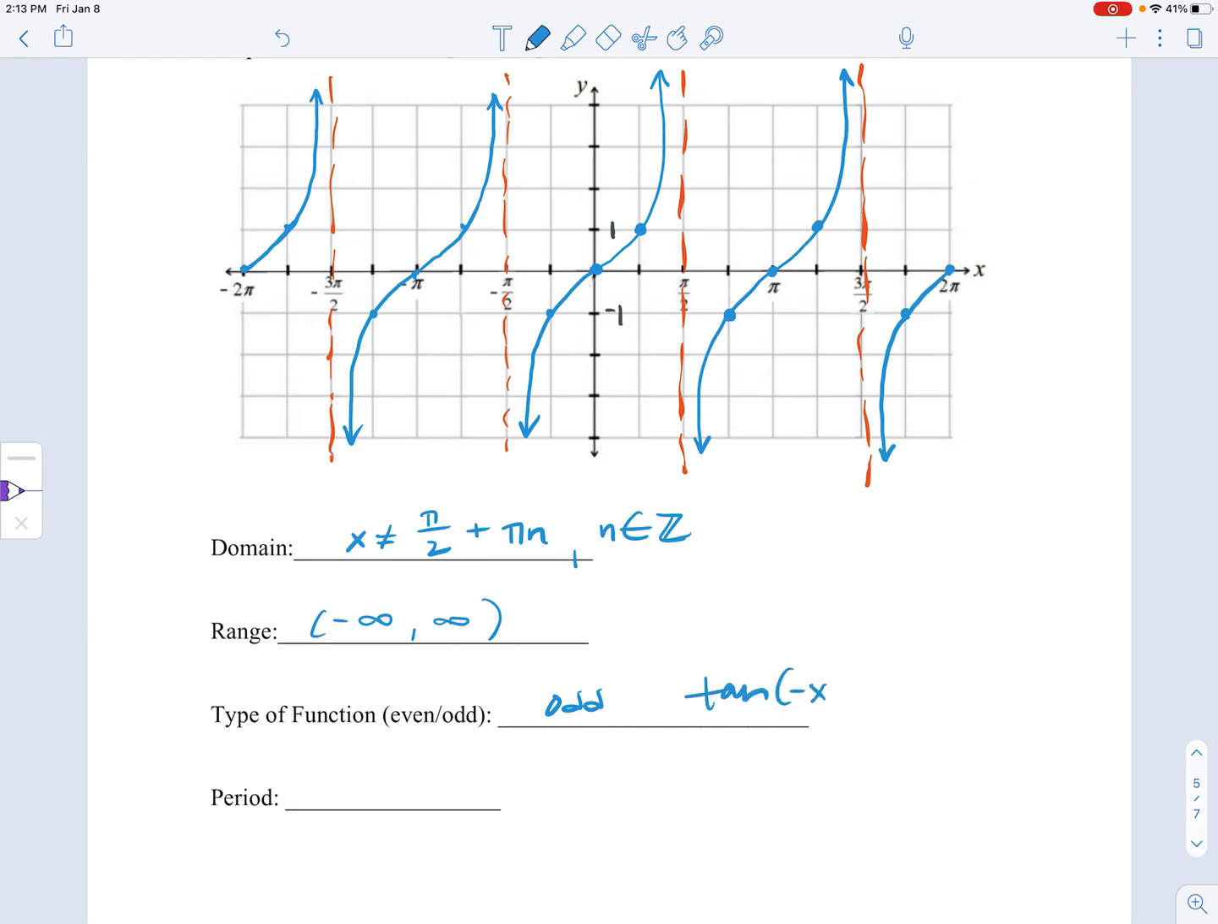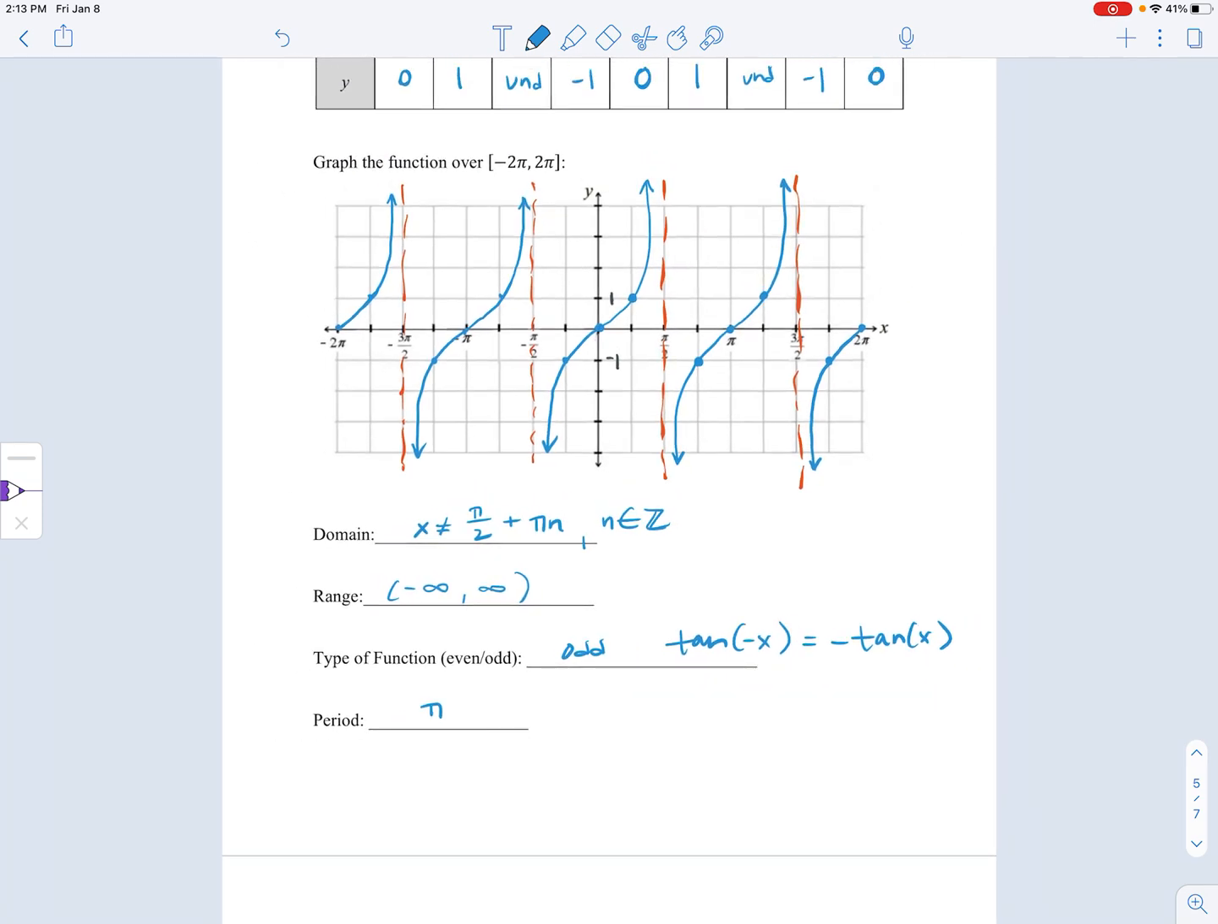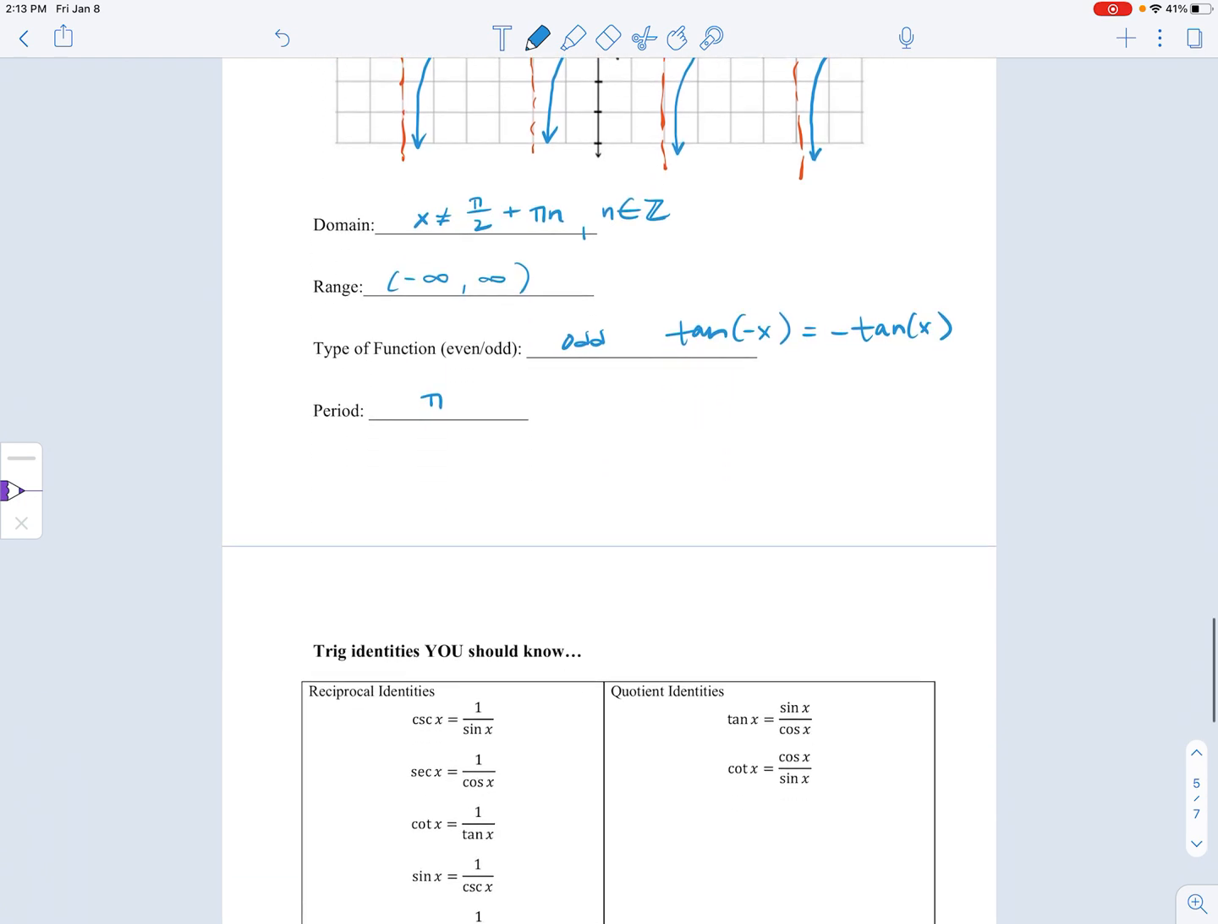The function is odd. And you could figure that out by using the fact that tangent is equal to sine over cosine. And since sine is odd and cosine is even, tangent of negative x would be equal to negative tangent of x. And the period is a length of pi.